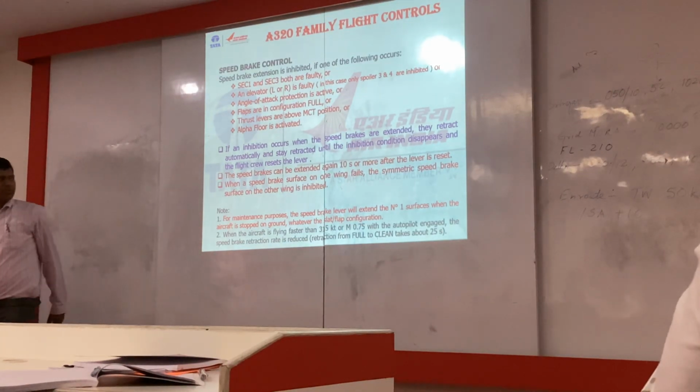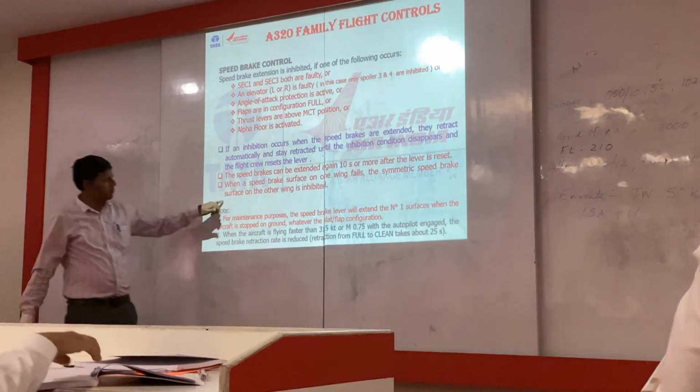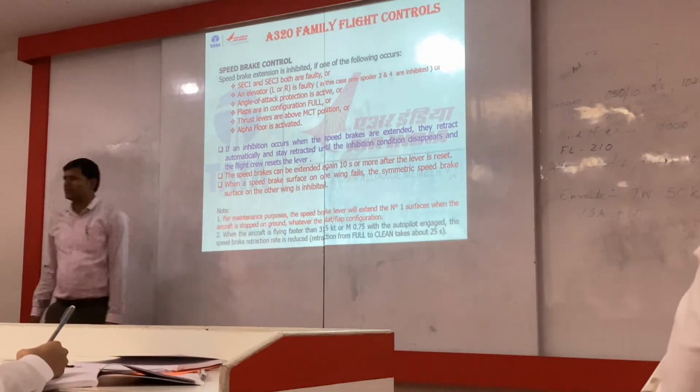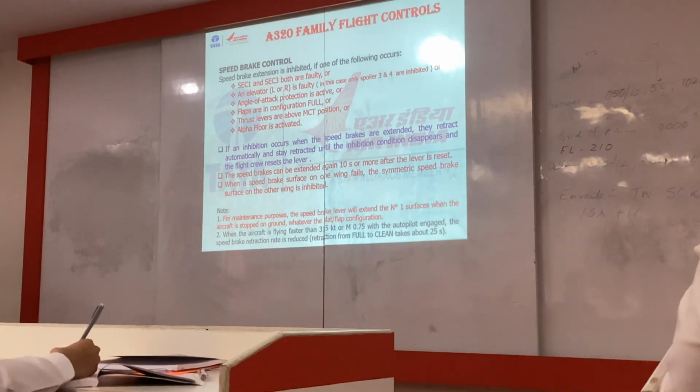When a speed brake surface on one wing fails, the symmetrical speed brake surface on the other wing is eliminated. So the system doesn't want to make any asymmetry. If only one side surface will be active, that will create some problems. So it's better to disable.